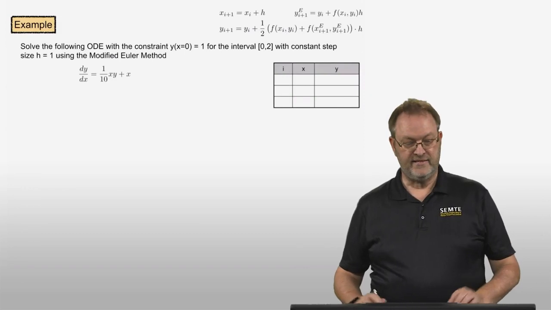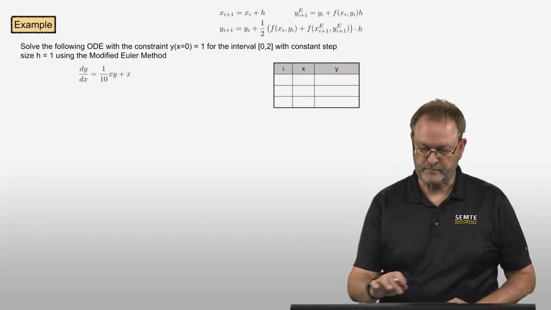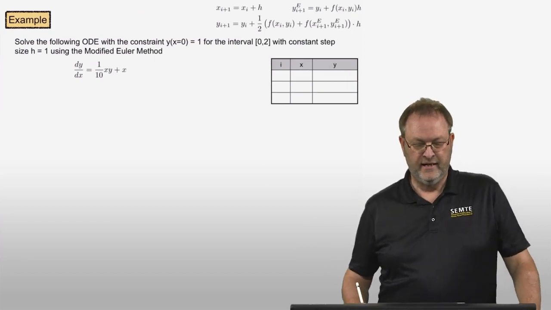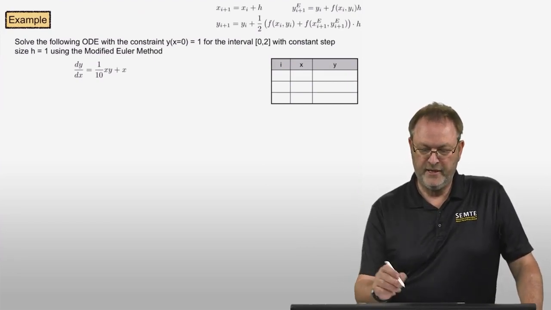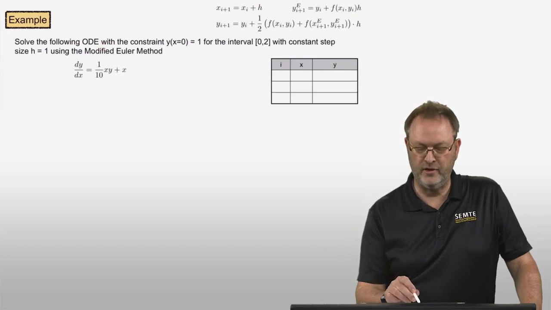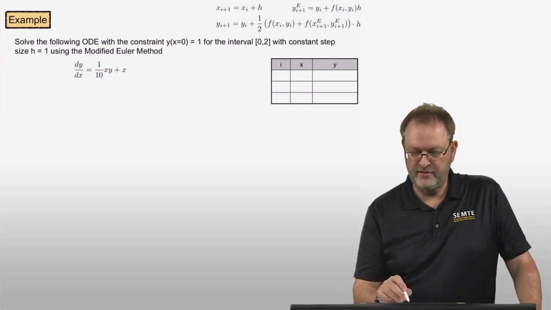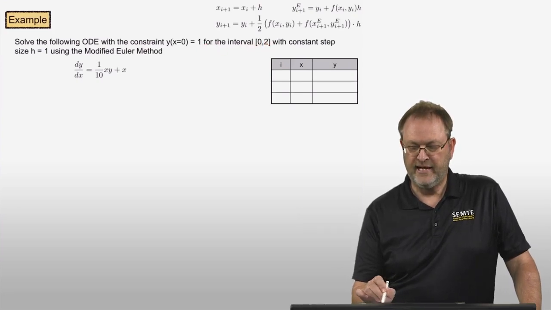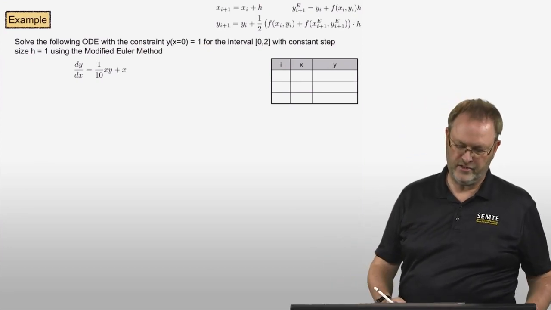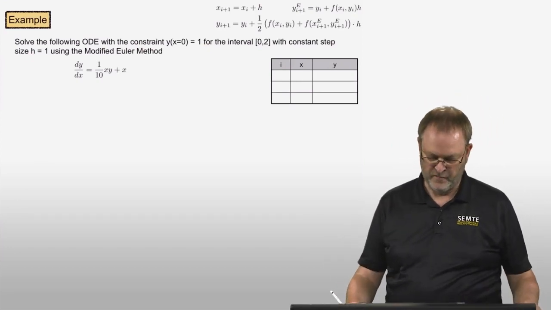Okay, let's do an example for this. We are going to solve the ODE that we have been solving before using explicit Euler and implicit Euler. But here we are only tasked to solve this on the interval from 0 to 2, again with a constant step size of h equal to 1 using this modified Euler method.